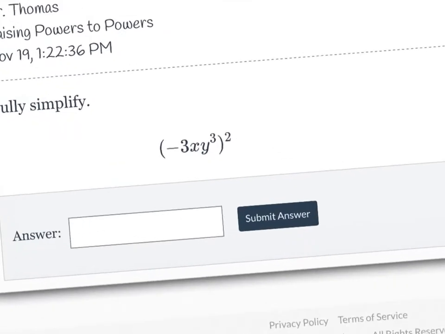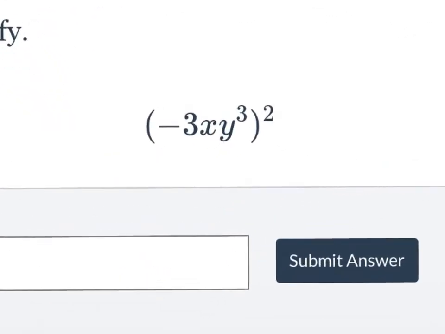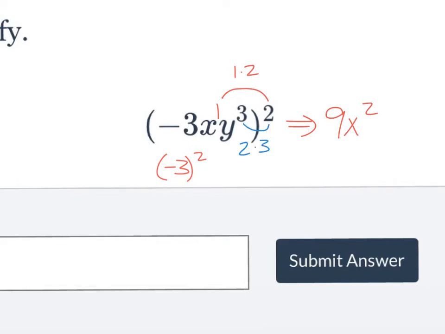Okay, what about a power to a power? Again, use the calculator. You got to do parentheses. So on the calculator, you type -3 squared. That's pretty easy, okay? That's 9. Power to a power. In this case, you multiply. So 1 times 2 would be 2, so that's x to the 2nd. 2 times 3 would be 6, so that's y to the 6th. And there's your final answer.